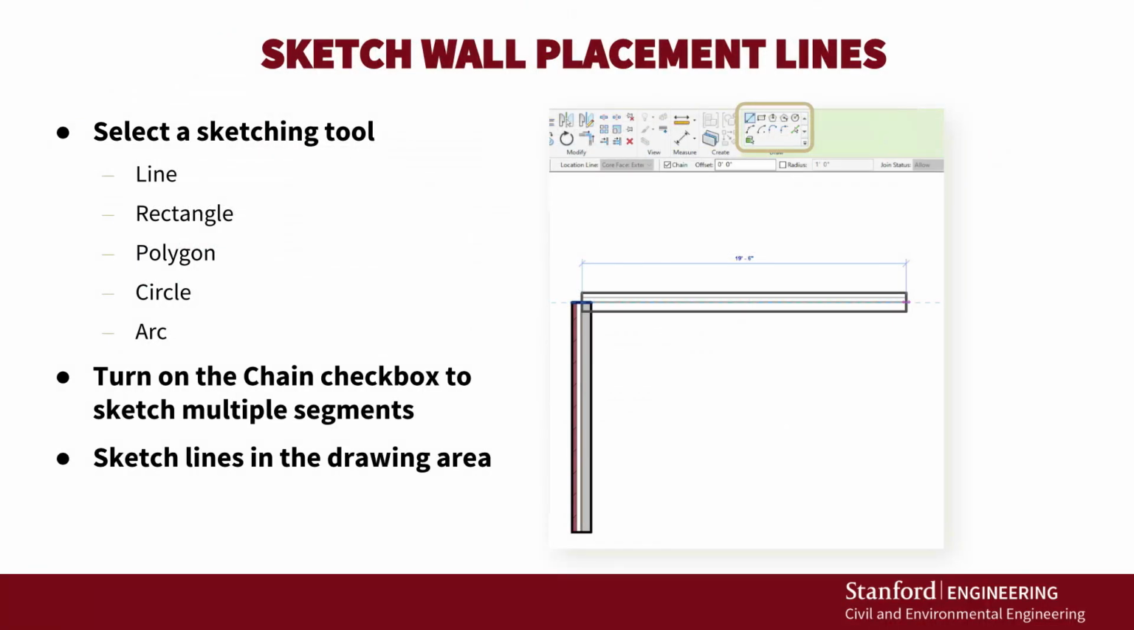Now we're ready to sketch some wall placement lines, and you can do that by selecting a sketching tool from the Draw palette. You'll find a lot of tools there. You'll find a line tool, a rectangle tool, a polygon, a circle, or an arc tool, many different ways we can draw these sketch lines. And what you should probably do is turn on the chain checkbox so that when you sketch multiple segments, the tool stays selected and you don't have to keep on reselecting the tool every time. After you've made your choice about which tool you're going to be using, just sketch the lines in the drawing area, and as you sketch those lines, walls will appear upon those lines.